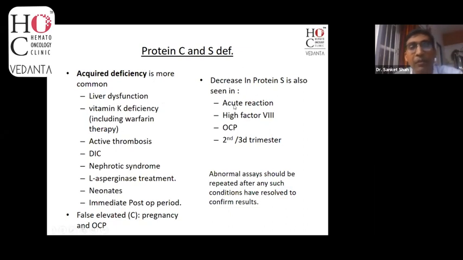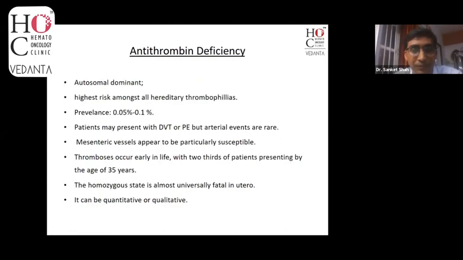Decrease in protein S is also seen in case of OC pills, second trimester, third trimester of pregnancy, and acute reaction. For protein C, pregnancy and OC pills actually cause an increase in the protein C level, while protein S is decreased in this condition. Any abnormal assay should be repeated after any such condition is resolved to confirm the test results.